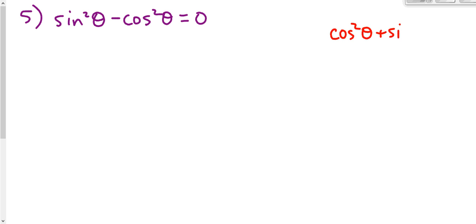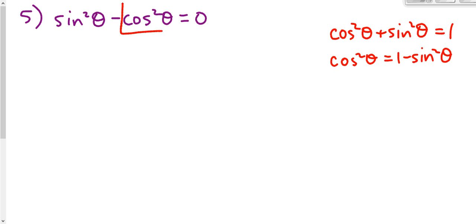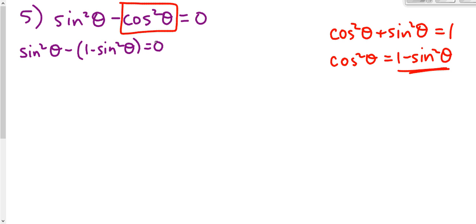Number 5. Same idea here. We've got sine squareds, we have cosine squareds. Let's use the identity and substitute to get rid of one of them. This time, how about if I keep the sine squared thetas, because last time I kept the cosine squared thetas. So I'm going to write this as cosine squared theta equals 1 minus sine squared theta. And I'm going to remove my cosine squared theta and replace it with a 1 minus sine squared theta. Again, I have a subtraction sign in front of what I'm replacing, so I need parentheses around it. Distribute the negative.